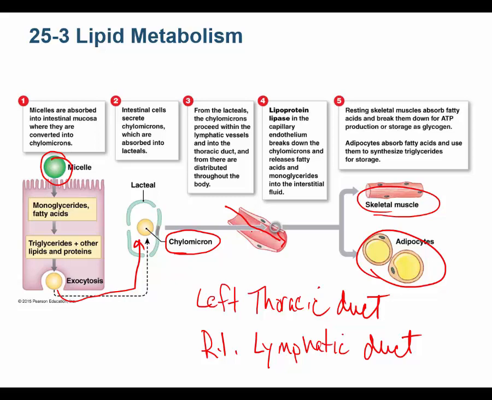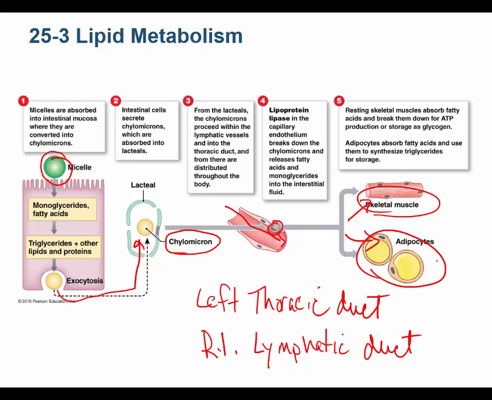Whatever its target tissue is, when it gets close there's a lipoprotein lipase in the endothelial layer of my blood vessels. This breaks down the chylomicrons and releases the fatty acids and the glycerol to my tissues, my skeletal muscle, or my adipocytes, or my ovaries, or my testes, or whatever. All right, and then these tissues absorb those lipids, whether it be monoglycerides and fatty acids or cholesterol, and they utilize them. That's what they do.